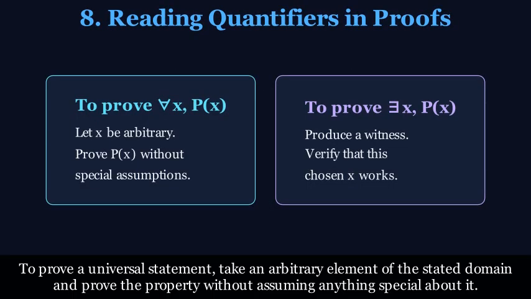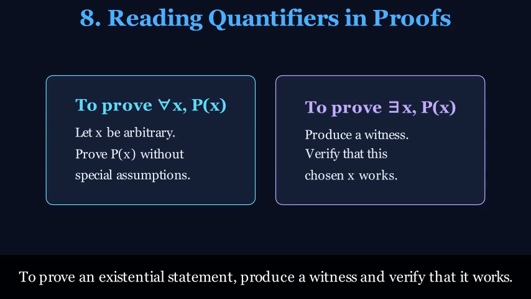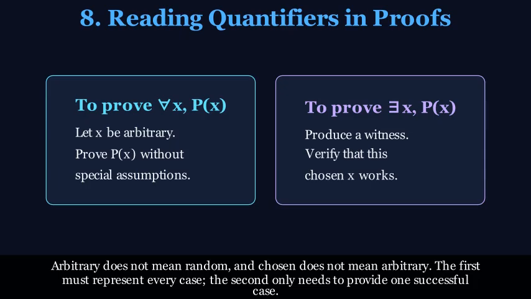To prove a universal statement, take an arbitrary element of the stated domain and prove the property without assuming anything special about it. To prove an existential statement, produce a witness and verify that it works. Arbitrary does not mean random, and chosen does not mean arbitrary. The first must represent every case. The second only needs to provide one successful case.